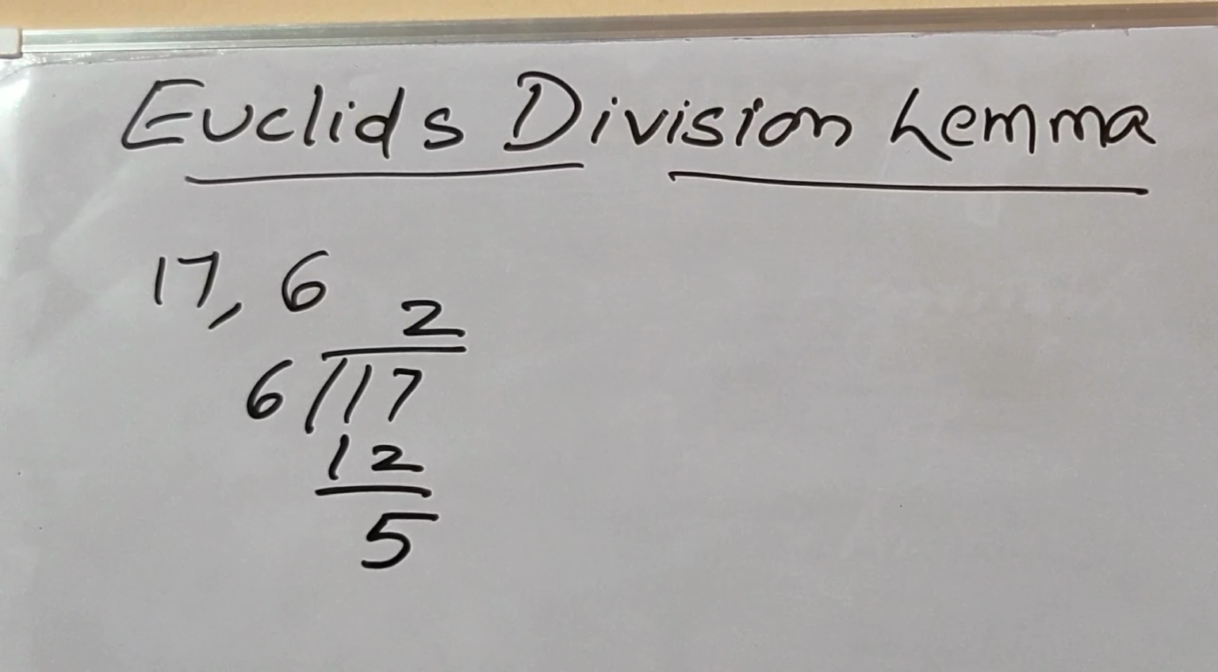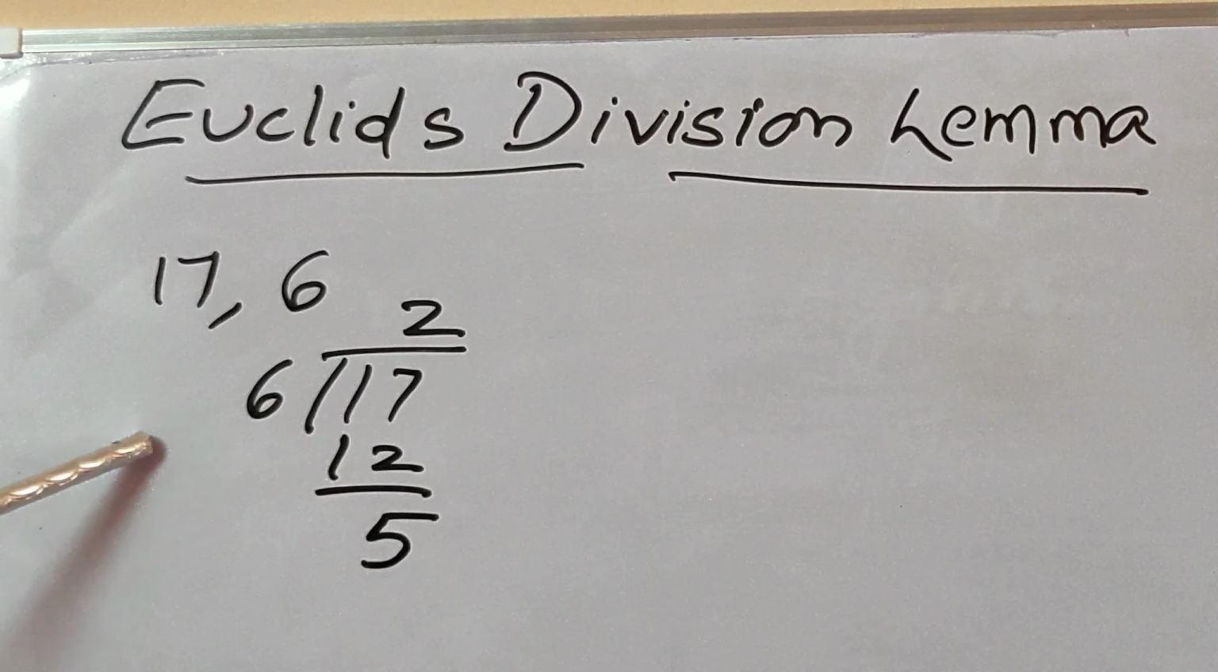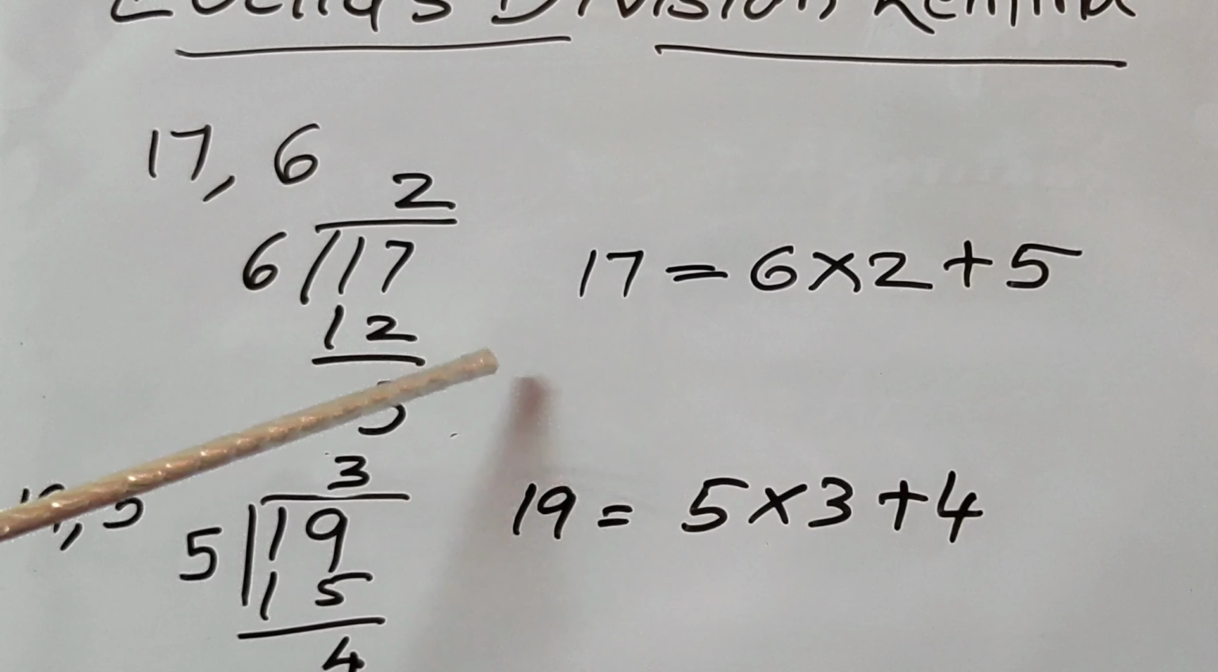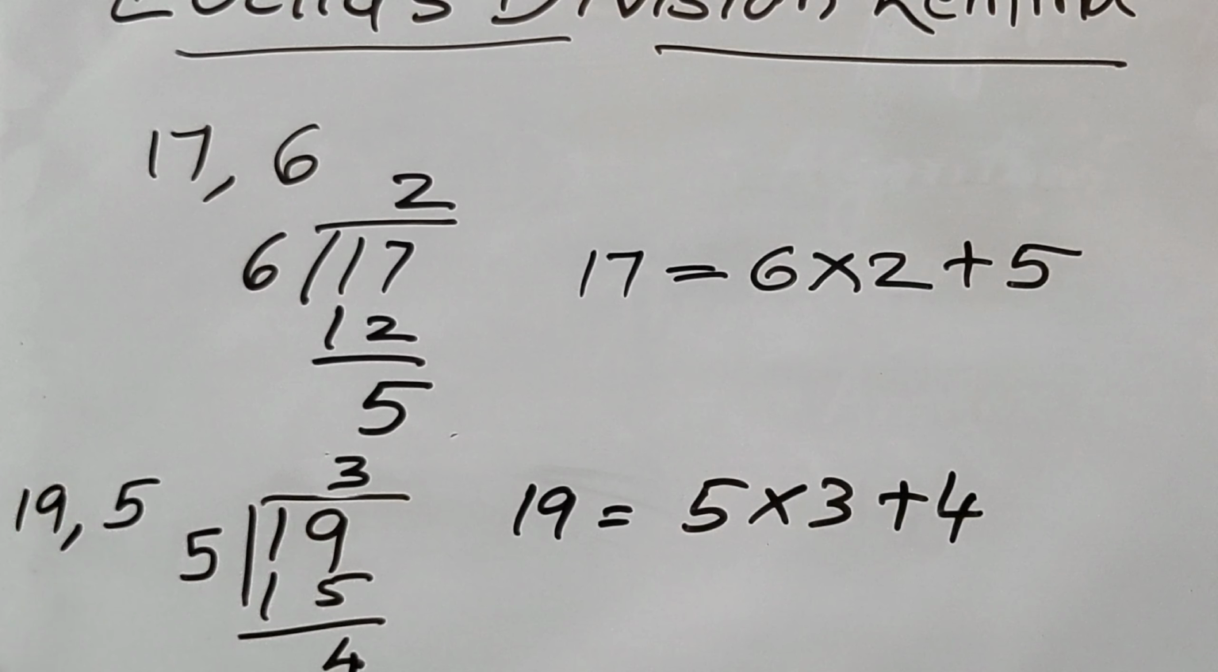I have divided 17 by 6 and got the quotient as 2 and the remainder as 5. Now we have a relationship connecting 17, 6, 2 and 5. That is, 17 can be written as 6 into 2 plus 5. 6 into 2 is 12, 12 plus 5 is 17. So in that way we can represent this. I have taken another two numbers, 19 and 5, and divided, and 19 can be written as 5 into 3 plus 4.